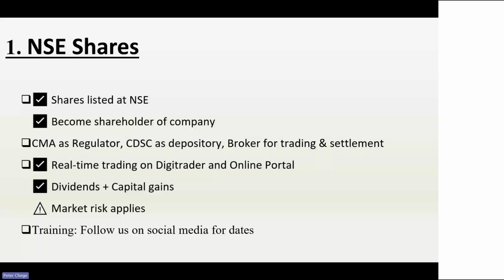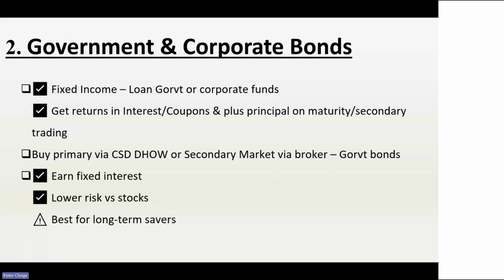So these are fixed income. You loan your money to either a government or a corporate that is looking to raise money. Let's say a government wants to raise 1 billion, and they float a bond, then ask you as the investor to give them that money. In return, they give you interest, which is also called coupons. And at the end of maturity, you get your principal, that is if you don't sell.